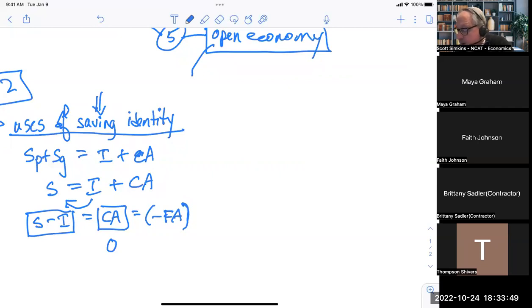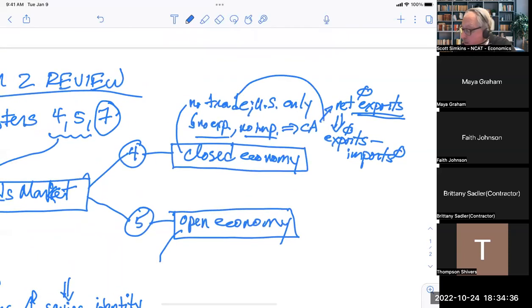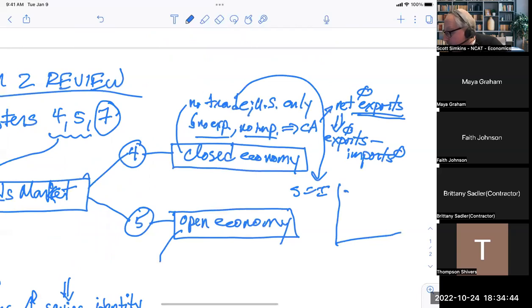What's true about saving and investment in the closed economy? Current account is zero. So what's true about the relationship between saving and investment? They have to be equal. If this is zero and this is 100, then this has got to be 100. If this is 20, then this has got to be 20. So in the closed economy, with no trade, saving equals investment. But we know that. That's the graph from chapter 4.